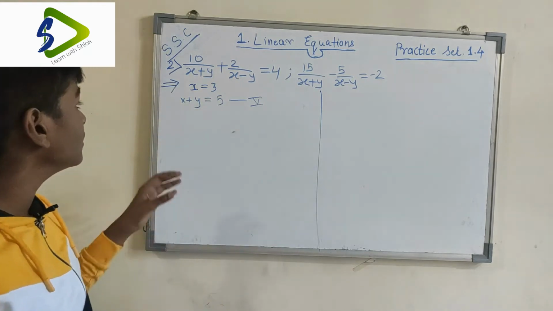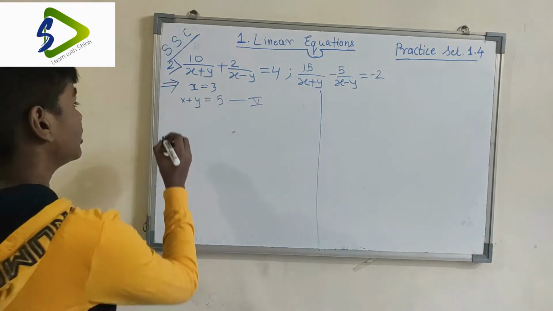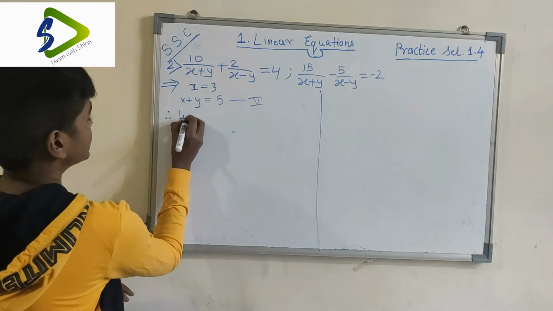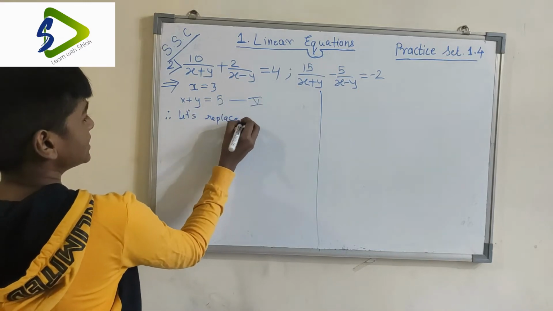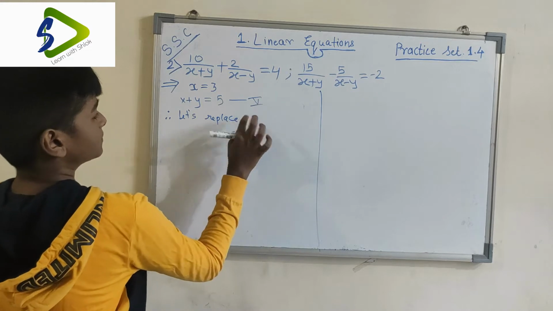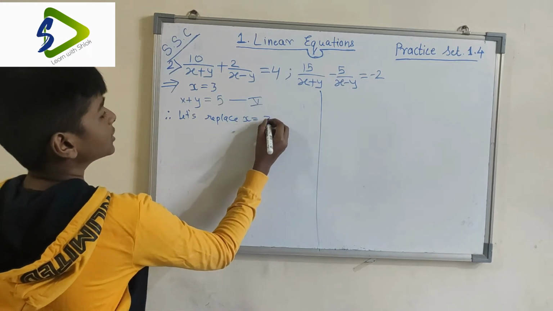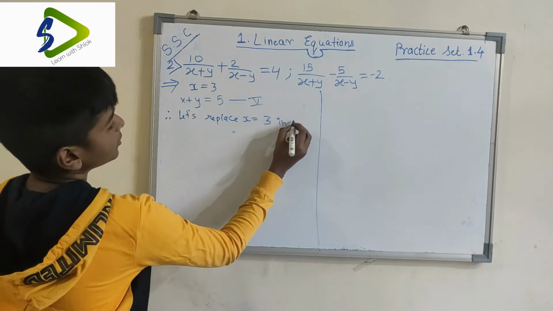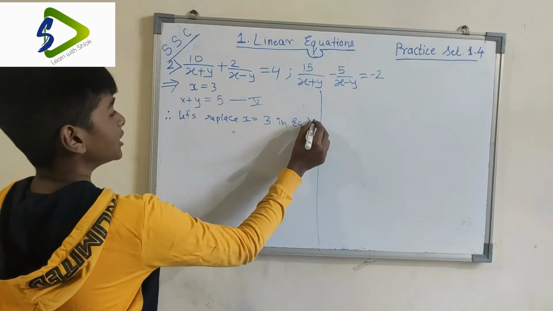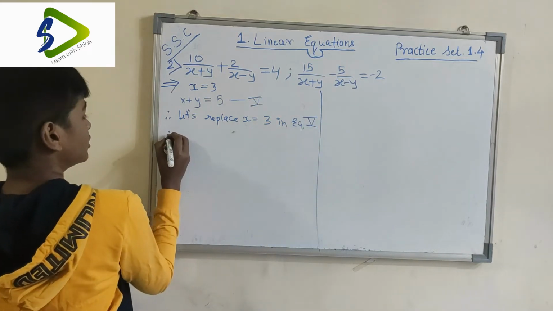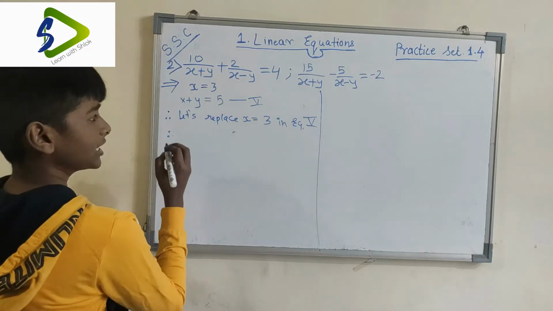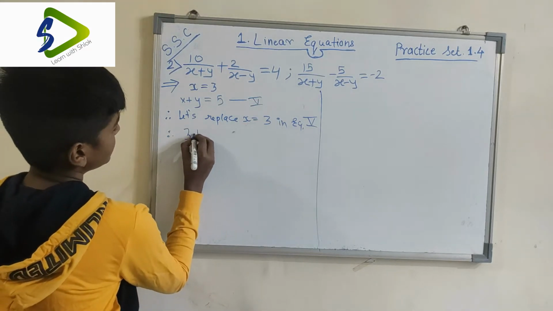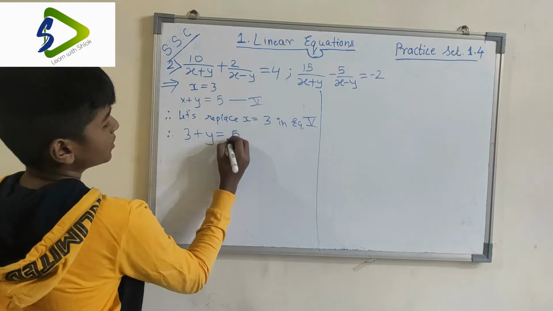So now that we have found the value of x, we can replace the value. So therefore let's replace x is equal to 3 in equation 5. I am taking equation 5, you can take equation 6 also. So equation 5 was x plus y is equal to 5. Instead of writing x plus y, we will write 3 plus y is equal to 5.